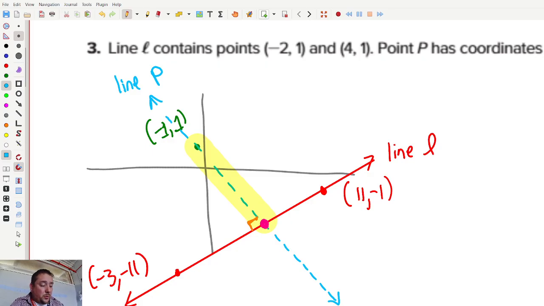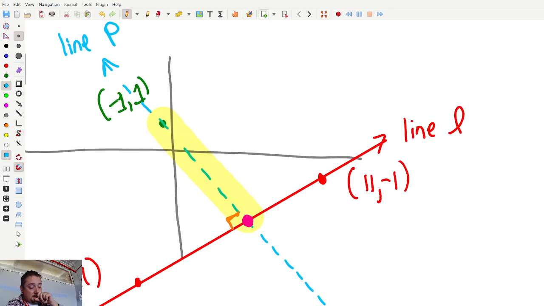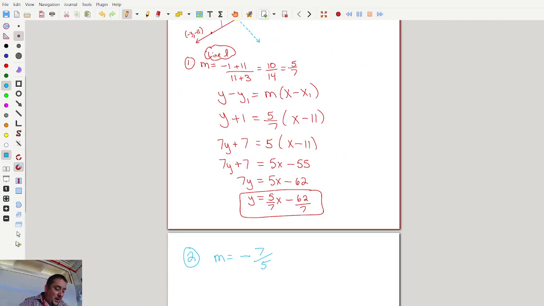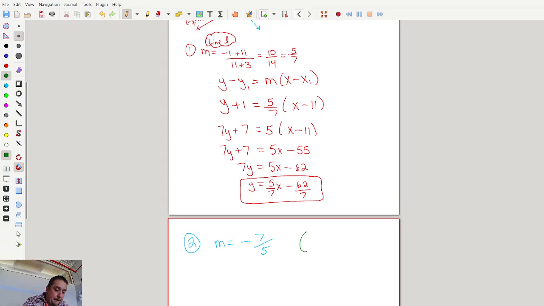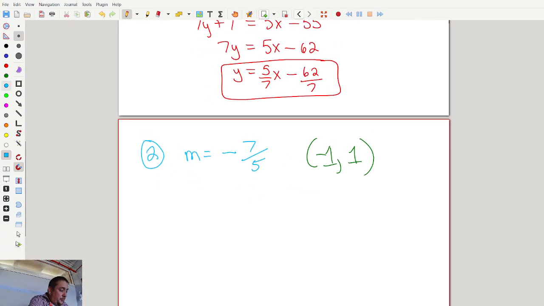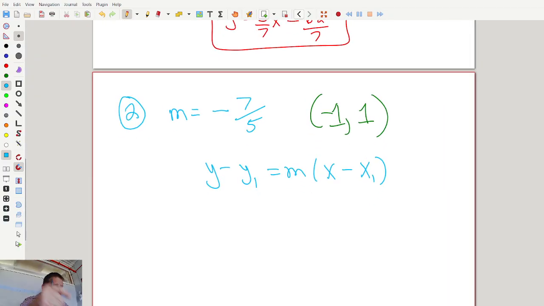What point do we know on that line? Not the intersection. That's actually step 3. We're going to find that later. But way over here, negative 1, 1. That green point, point P. So we use negative 1, 1, which is on that line. And here we go. y minus y1 equals m times x minus x1. We're going to substitute in the x, the y, and the slope. y minus 1, got you.